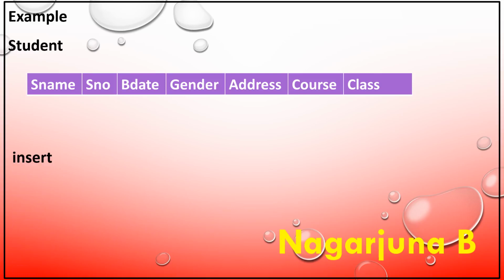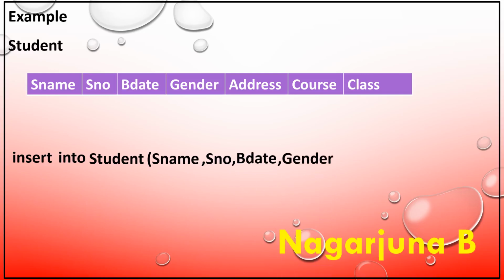Insert, then after that into, and after that the table name, that is the relation name, Student, and after that open the bracket. Write the first attribute name, Sname, comma, next attribute name SNO, the next attribute is Bdate, comma, the next attribute is Gender, comma, the next attribute is Address, comma, the next attribute is Course, comma, the next attribute is Class, comma. After that, close the bracket.